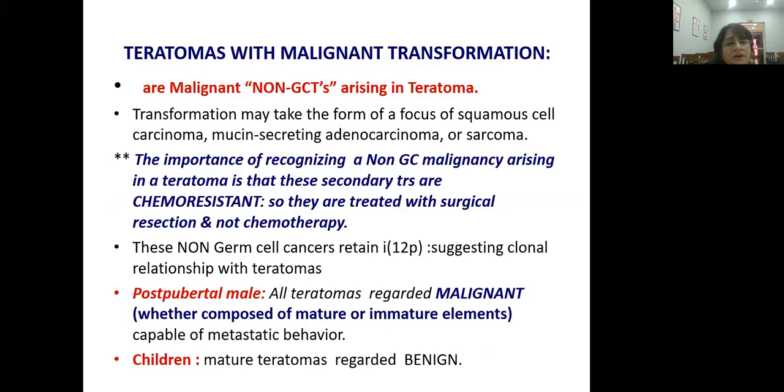A benign teratoma can undergo malignant transformation, and the malignant transformation usually occurs in the form of a non-germ cell tumor. The importance of recognizing this is that when teratomas undergo malignant transformation, they become chemoresistant. In that case, they are not treated with chemotherapy, they are treated with surgical resection. So the important point which I emphasized is that in a post-pubertal male, all teratomas are considered to be malignant, whether they are composed of mature or immature elements. Mature teratomas in prepubertal male children are regarded as benign. So that was the important point regarding teratomas.